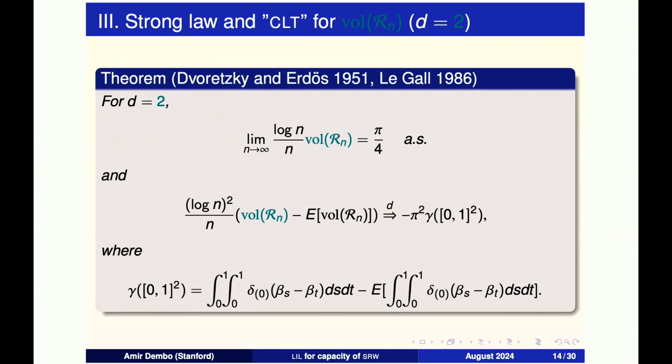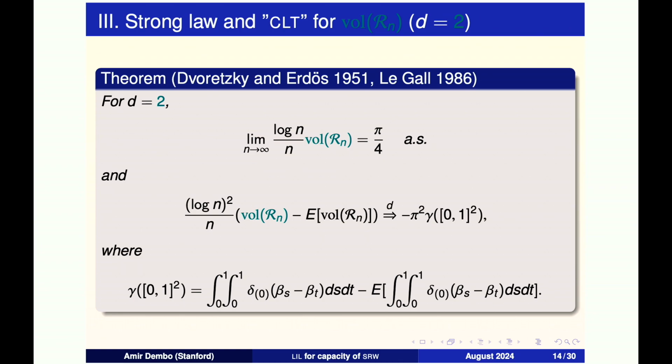If you look at more exciting or quantitative results, you can look at strong laws and central limit theorems for the volume in dimension 2. In dimension 2, you know that dividing by n is not the right scale. The right scale to divide the volume by is n over log n. This is a classical result of Dvoretzky and Erdős from 1951. You get this particular constant in the limit.